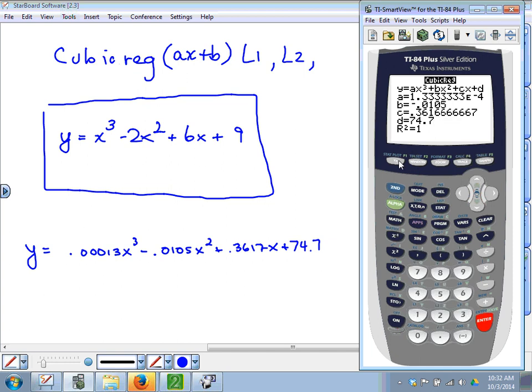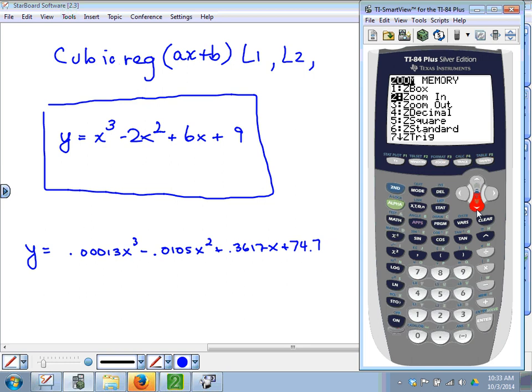But now the difference is when you go into your Y equals, take a look at what it did. It copied and pasted it into your Y1, because that's where we told it to put that function. So now, if you hit graph, now this is not showing me the entire picture, and that's okay. Here's what I want you to do. Hit the zoom button.